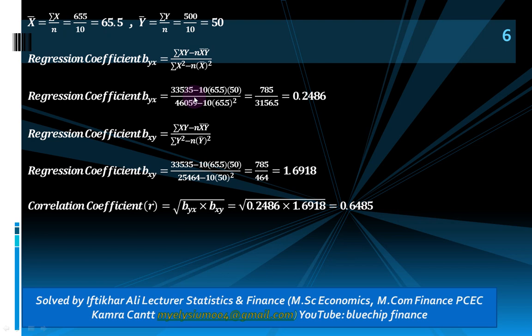After putting all the values into this formula, regression coefficient y on x will be 0.2486, and regression coefficient x on y is, we just replace x with y in the equation. The rest of equation is same as we used here. So after putting the value in the second formula, regression coefficient x on y will be 1.6918. So simply just multiply these two regression coefficients and take the under root, and the correlation coefficient will be 0.6485.